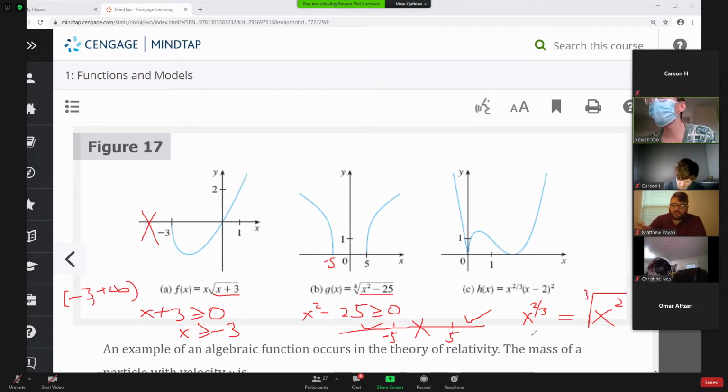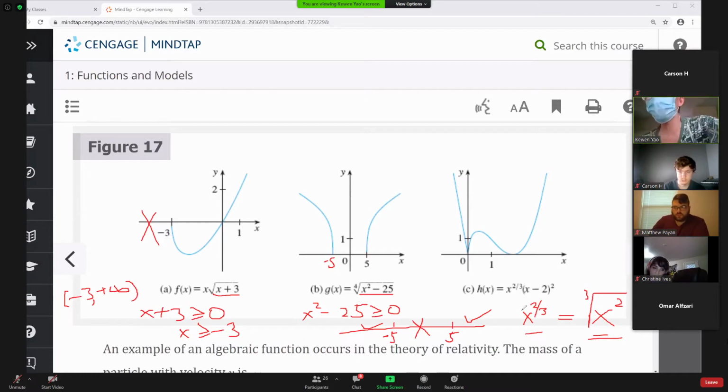Remember how to write this. This is the power form, and this is the root form. So x^(2/3) is x squared to the cubic root. They are equivalent. You can see that for this function, the domain is also from negative infinity to positive infinity, because of the cubic root.